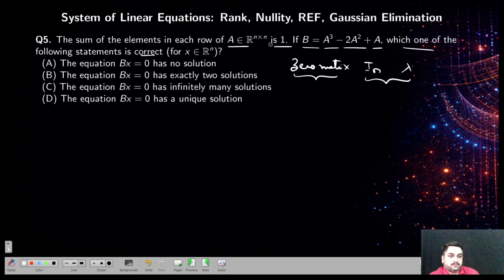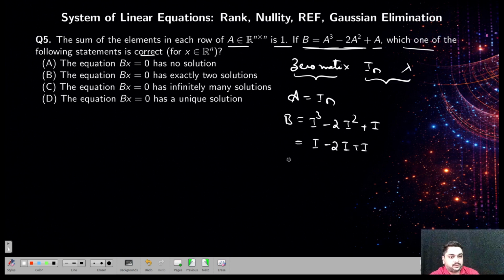Here they are saying this is a matrix. Let us say A is equal to identity matrix. Then you form the matrix like this. So B will become I cube minus 2 I square plus I. I cube is I again, minus 2I plus I. What it means is B is a zero matrix. Simply you got 2 marks here, right? B is a zero matrix.